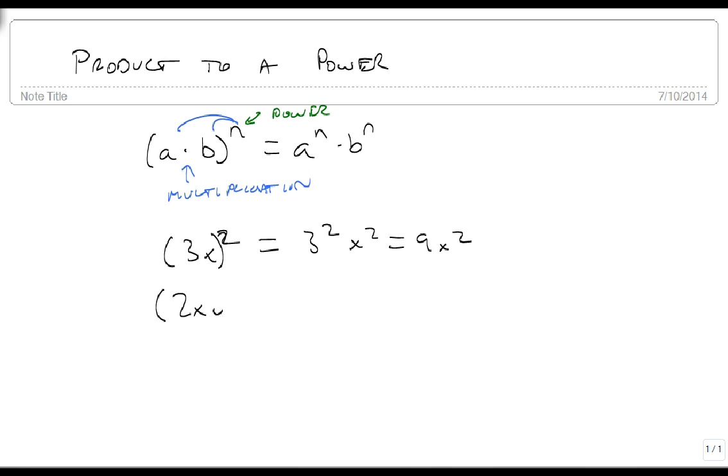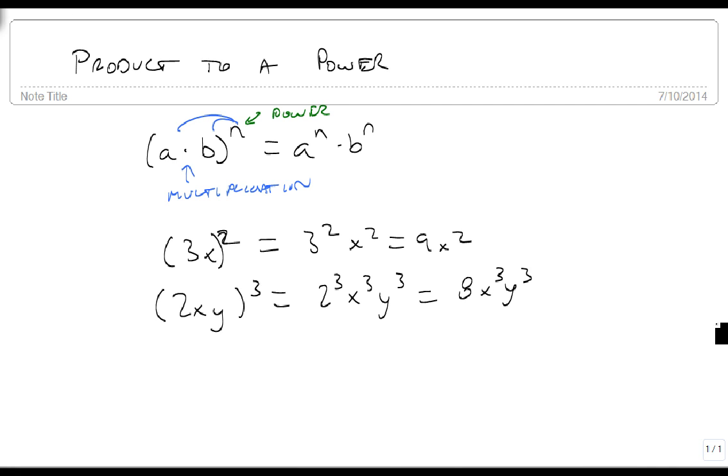We also have 2xy to the third. Well, now we have multiple things on the inside. Each one gets its own copy of the cube power, which gives 8x cubed y cubed.